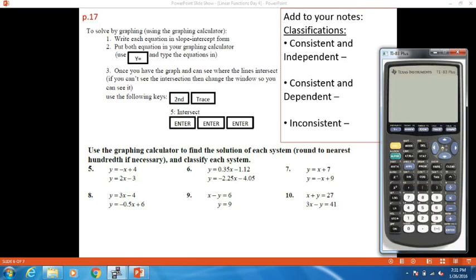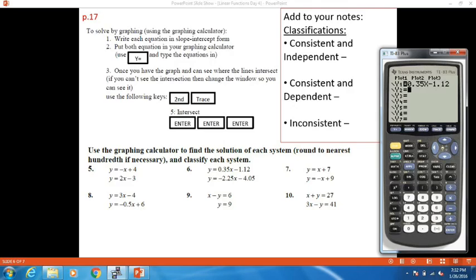Let's go back into our calculator and clear out the first equations that we had. And then let's type in what we have for number 6. So if we have our 35/100ths times x, and then we're going to subtract our 1/1200ths.